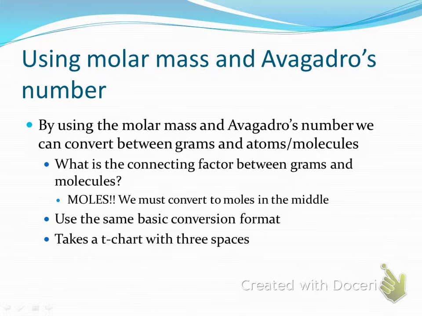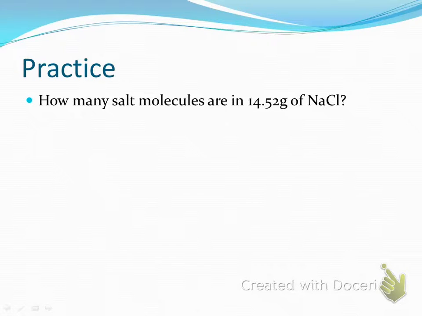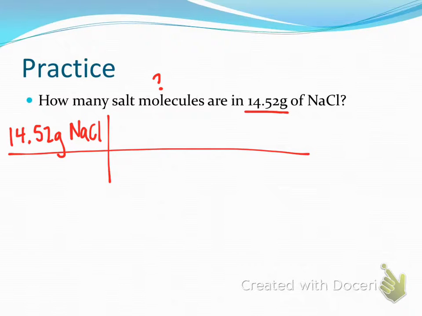We're going to use the same T-chart conversion, except we're going to have 3 spaces. So this is kind of what it will look like. Let's dive in with an example here. How many salt molecules are in 14.52 grams of salt? So we're starting with grams. We want to go to molecules. In our T-chart, we're going to write what we know, and we draw our T.